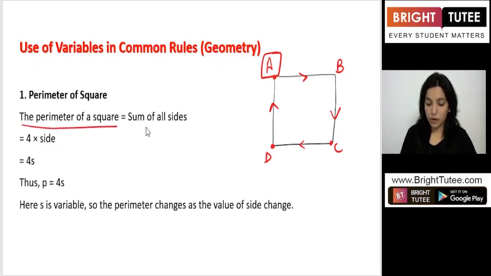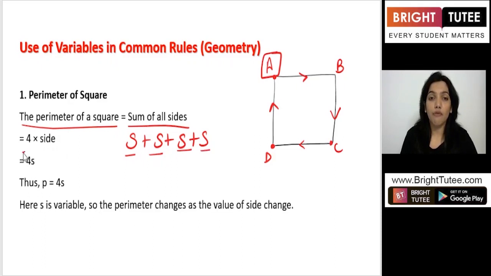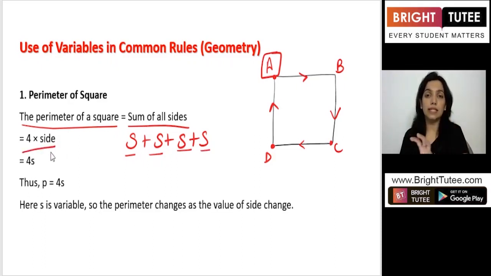Now the perimeter of a square is basically the sum of all sides, and because it's a square, all the sides are equal. So instead of adding side plus side plus side plus side, we can simply multiply it by 4. Four multiplied by each side gives the formula 4s. I hope you remember that in the chapter of mensuration, we have already studied the perimeter of a square, and we have also used this s there. So that is where we already learned about the variable, without even knowing it, right?